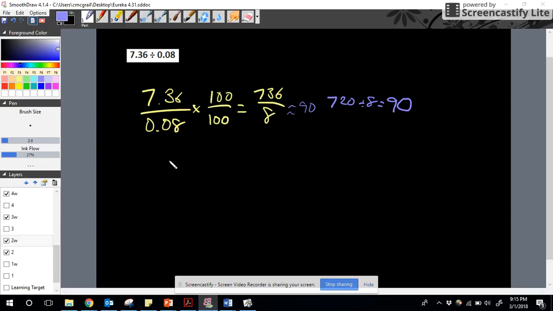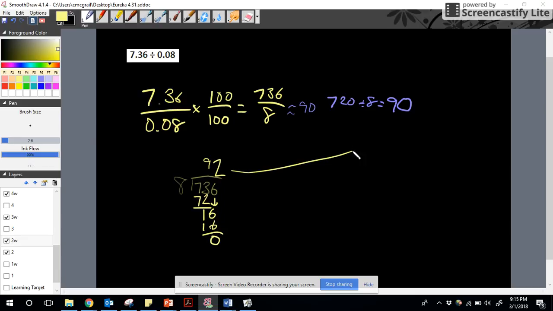So now let's set up the standard algorithm and divide. Please do this with me. 8 into 736. I know that 8 can go into 73 9 times. That's 72. 1, bring down the 6. 8 can go into 16 2 times, so that's 92. My answer was 92, and that's very close to my estimate of 90. So I know that I'm happy with my answer of 92.